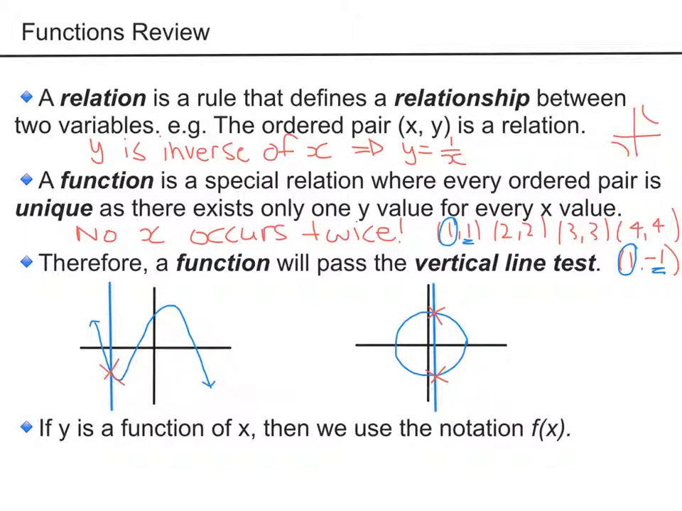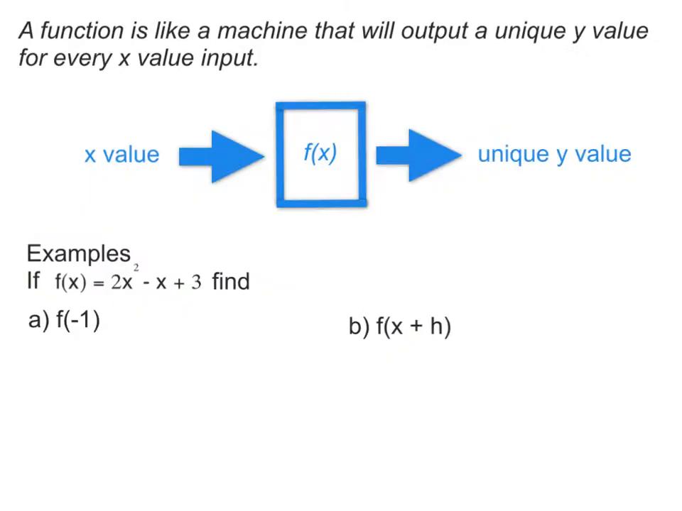If we are working with a function, then we can replace the y values on our axis with the notation f of x, meaning the function's value for each unique x value. It's often useful to think of a function like a machine that will output a unique y value for any x value that's put into it.